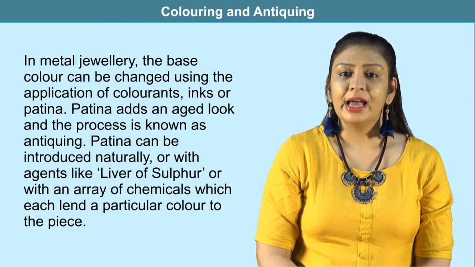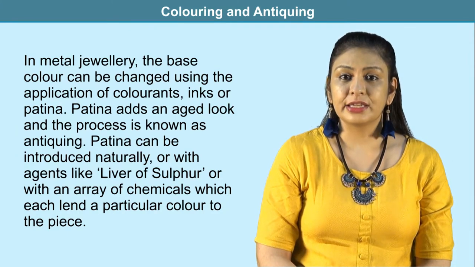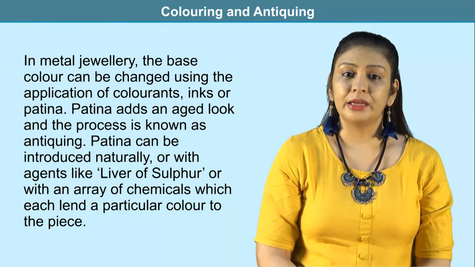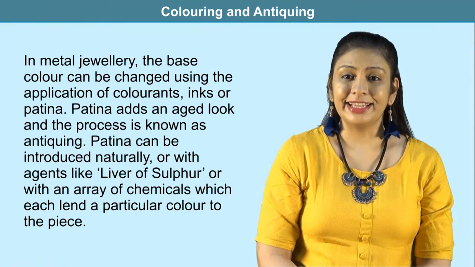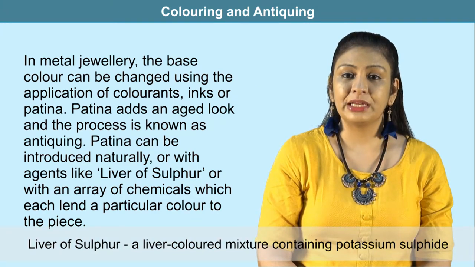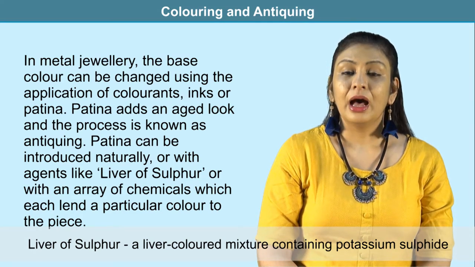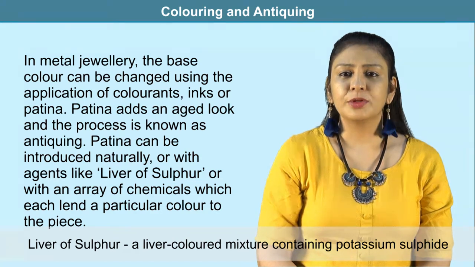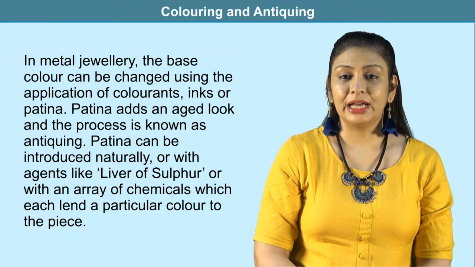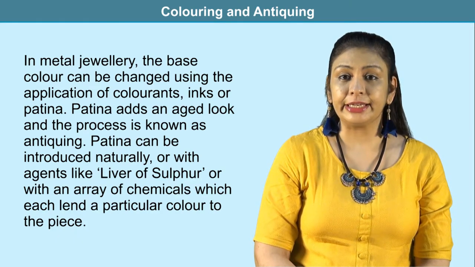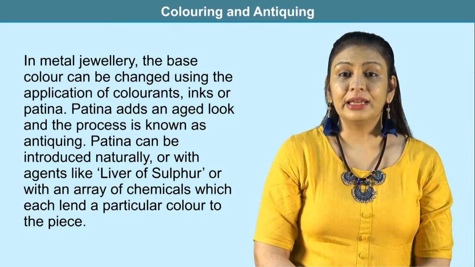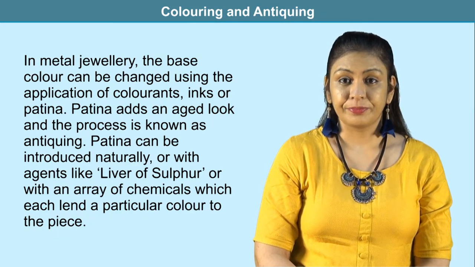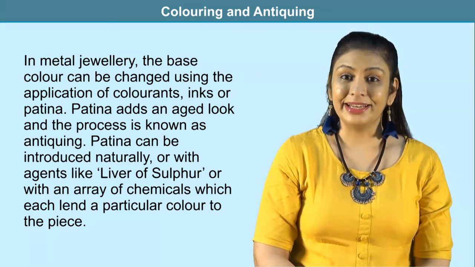Patina typically adds an aged look, and this process is known as antiquing. Patina can be introduced naturally or with agents like the liver of sulfur, which helps speed up the process. It can also be done using an array of chemicals, which each lend a particular color to the piece. Apart from making silver an almost blackish color, the same agent can react differently on different surfaces. While a liver of sulfur on clean silver or copper can blacken it, on brass, it can make the metal look more golden.